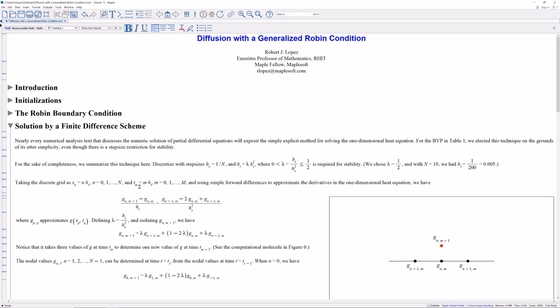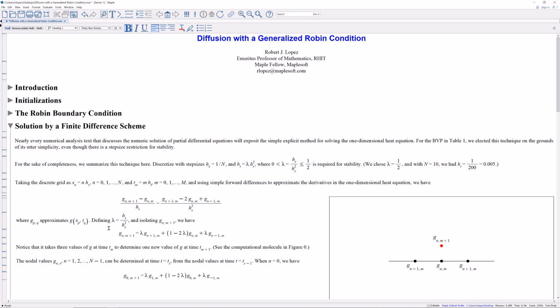Time steps m, we'll use m for the time steps, and h sub t, where you figure out what h sub t is here. This is what we're going to end up using. Simple forward differencing for the derivative on the left, which is a time derivative. This is the x derivative, so it's a second derivative. And this is the differencing for that second derivative.